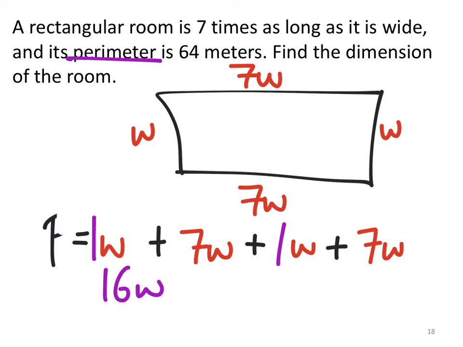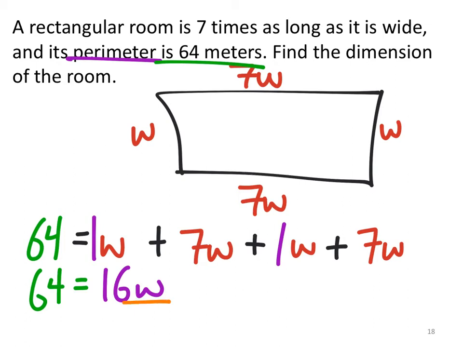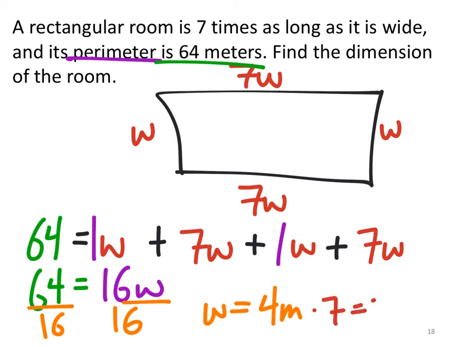And yes, we do know the perimeter, because it told us it was 64 meters. So 16 widths would give us 64 meters, but I want 1 width. So we'll divide both sides by 16, and that tells us that the width is 4 meters. If the width is 4 meters, then the length is just 7 of those, so multiplied by 7 is the length, 28 meters. I'll put equals L, not that you have to.